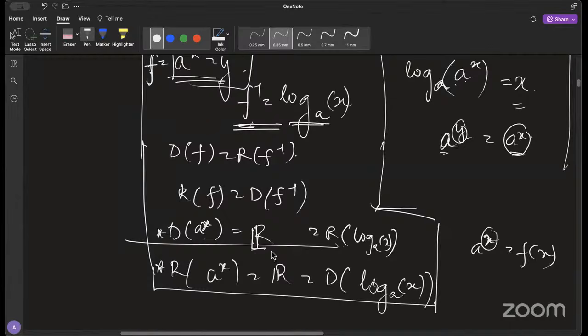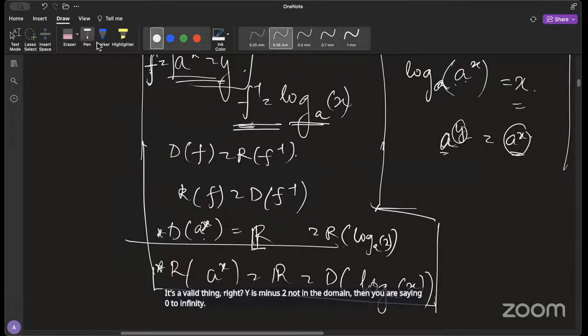0 to infinity. The domain of a function is the input that you can have here, right? Why can't I take negative numbers here? Can I not raise a to some negative number? Can I not take a to the power -2 here? Yes, ma'am, we can. It's a valid thing, right? Why is -2 not in the domain? Then you're saying 0 to infinity. Negative numbers are also there. All numbers are there.